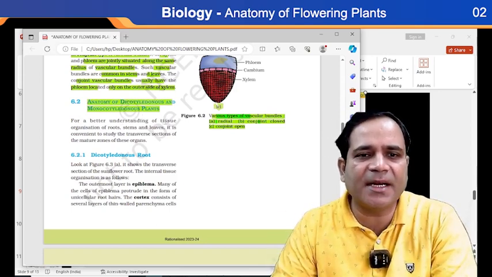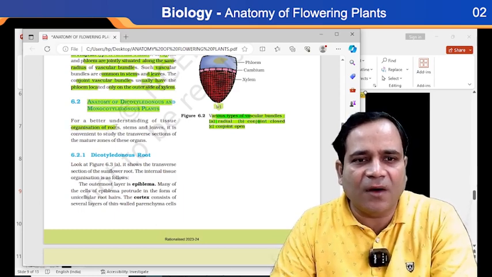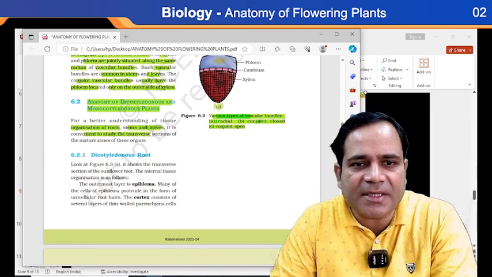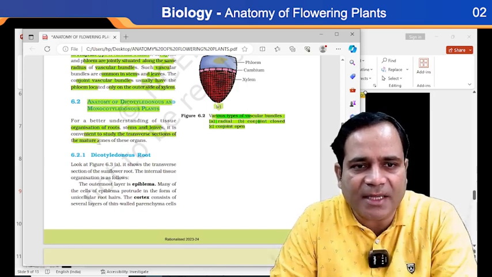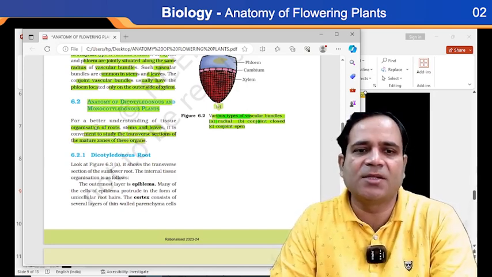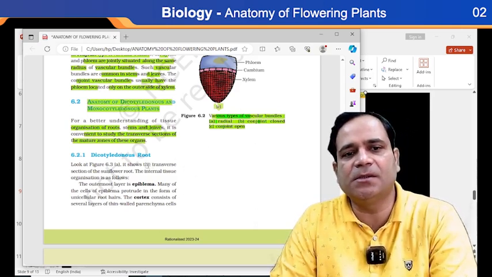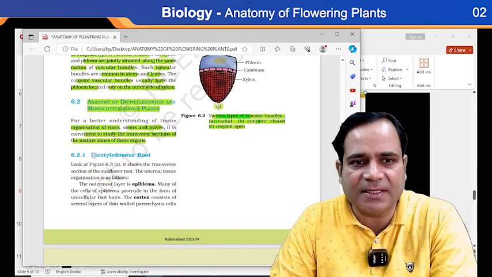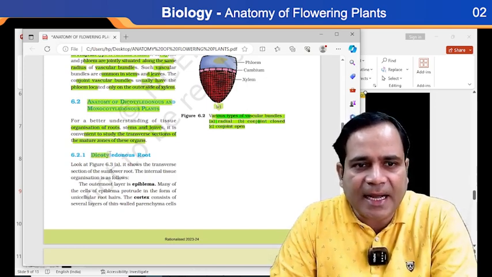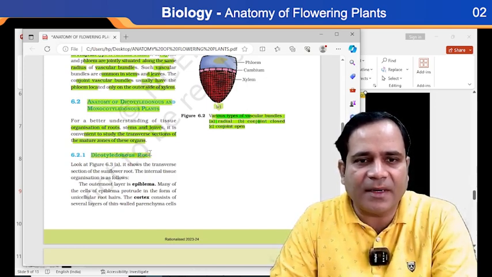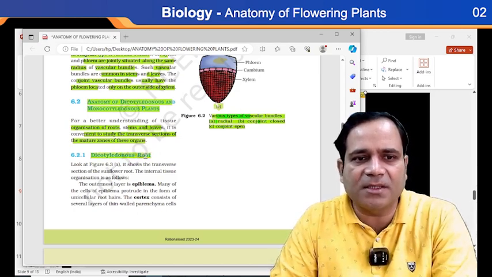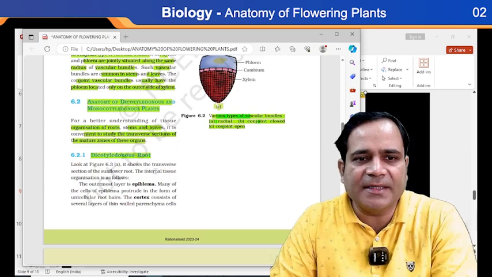For a better understanding of the tissue organization of root, stems and leaves, it is convenient to study the transverse section of the mature zone. So here, any TS section of the root, stem and leaves. Let's see first a dicotyledonous root. Look at figure 6.3a.